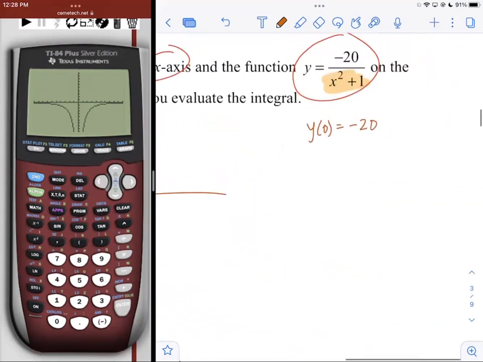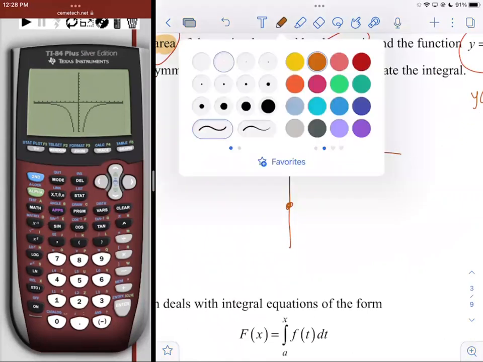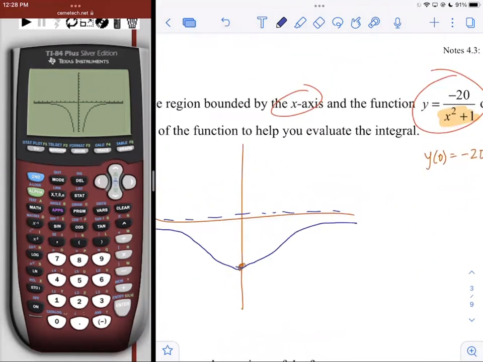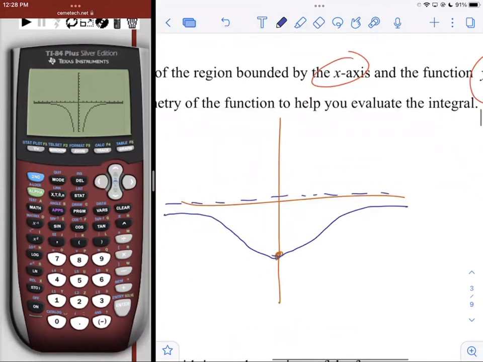And what's the end behavior? What's the limit as x goes to infinity or negative infinity? 0, right? So there's a horizontal asymptote. With that and that alone, you should be able to come up with a semblance of what it looks like. And then you're like, okay, from -1 to 1. So here's -1 and here's 1. So I want to find the area of this region.